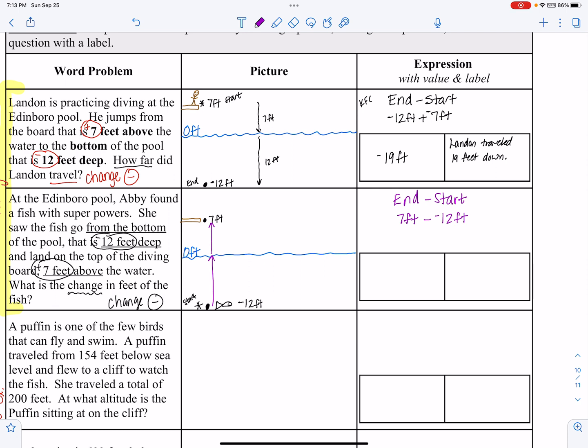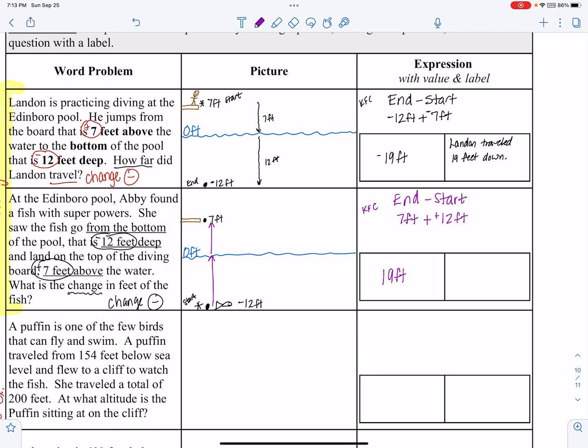We're going to use our KFC, not FFC, KFC, Kentucky Fried Chicken. Keep, flip, change. We're going to keep the 7 feet, flip the subtraction to positive, and change this negative 12 feet to a positive 12 feet. So basically we have 7 plus 12. 7 plus 12 is 19 feet.